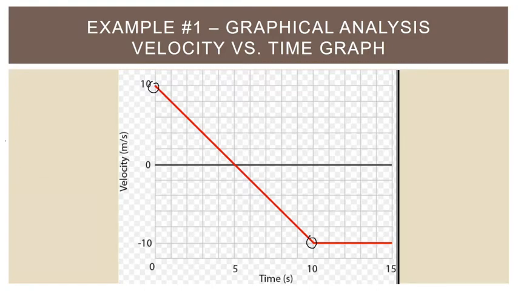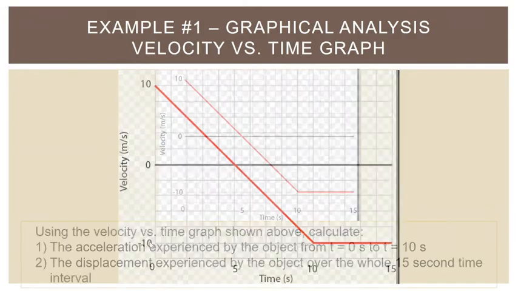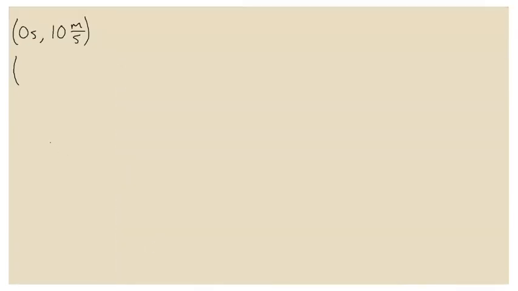So my first point, remember, when you're writing down points, you always write x comma y, is 0 seconds, comma 10 meters per second. And the x-axis variable here, because it starts from 0, is just 0. And the second point, notice now the x-axis variable is 10 seconds, but because this line ends up extending below the x-axis, the y-axis coordinate is negative 10 meters per second. So we have 10 seconds, negative 10 meters per second.